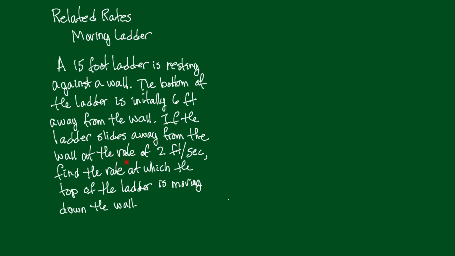So you see that word rate. So what do you think? You think derivative, all right? So we got a derivative. And this is with respect to, look at the top and the bottom. The bottom is in seconds, so it's with respect to time. So we have a distance relative to time. Now, find the rate, all right? So find the other derivative at which the top of the ladder is moving down the wall.